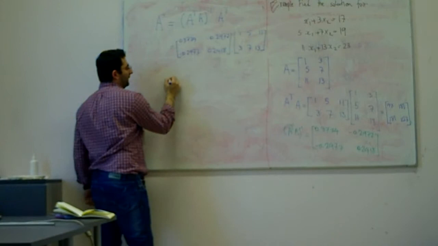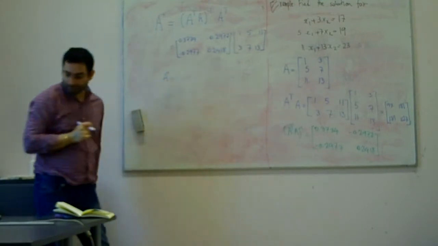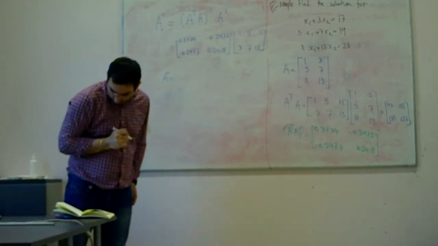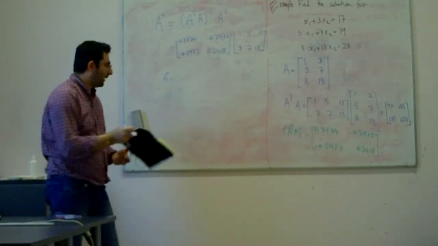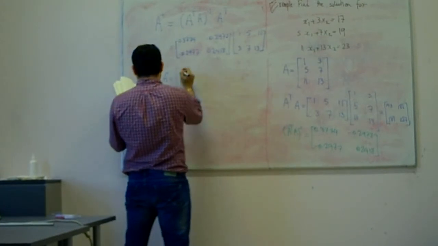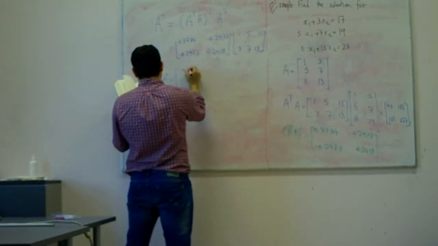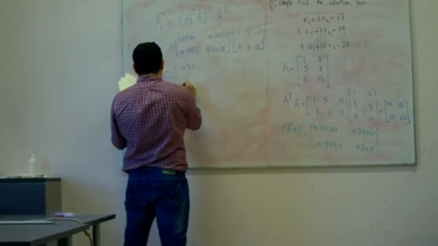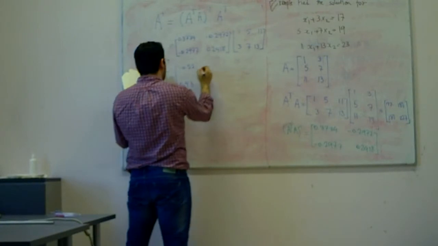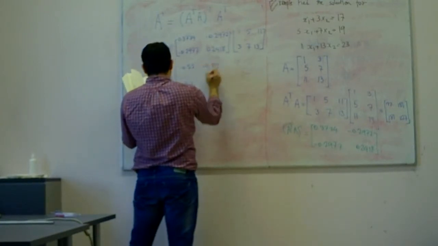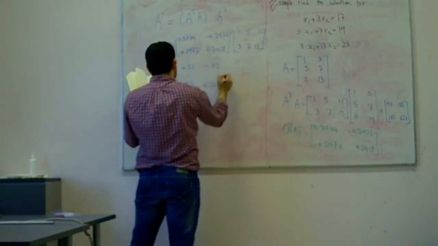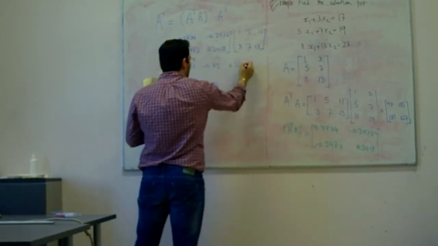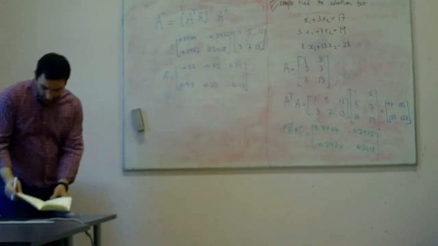And if you do it, you get a big matrix of 0.52, okay, I'm rounding it to 2 decimals so it will be much easier for us to write them down, minus 0.22, 0.20, 0.24, and minus 0.13. So this is A plus.